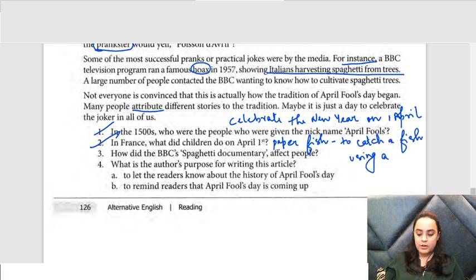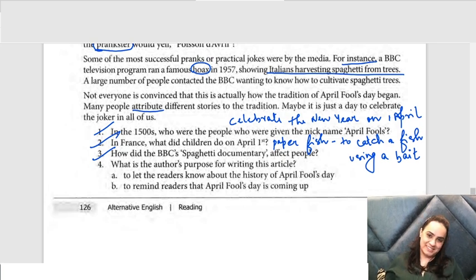So those people who believed it was easy to catch a fish using a bait, those people were tagged with a paper fish. And this is what the kids would do. How did the BBC's spaghetti documentary affect people? The spaghetti documentary, which was put on air by BBC, affected the people. How? We have read that a large number of people started contacting BBC wanting to know how to cultivate spaghetti on trees.